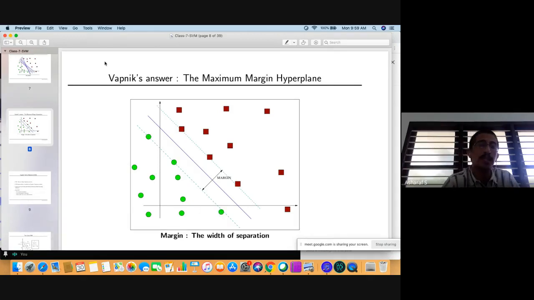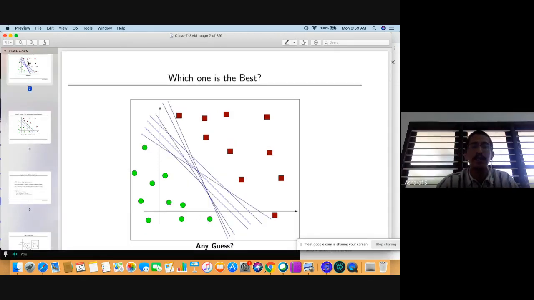Likewise, for each of these candidates, instead of drawing this line directly, I can draw parallel hyperplanes passing through some of the boundary points, and these lines will essentially then become the midway lines, right? The lines which are midway between these two.